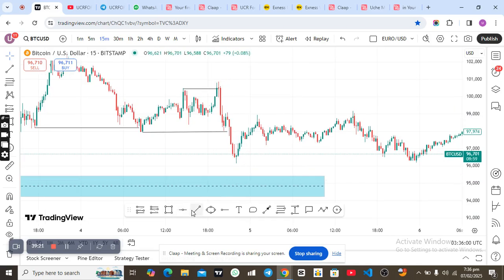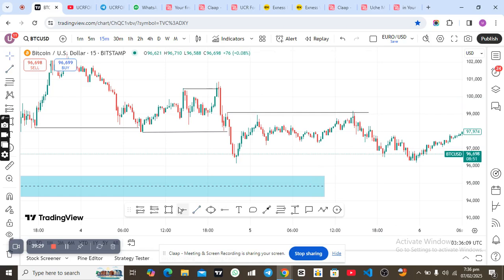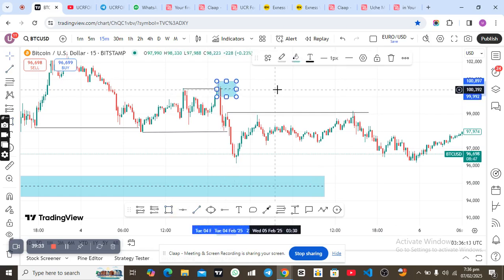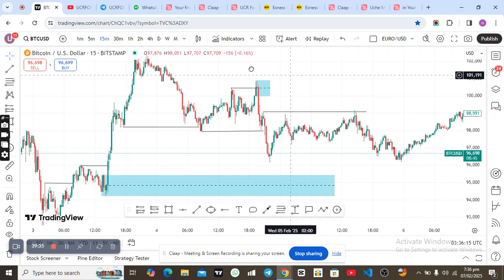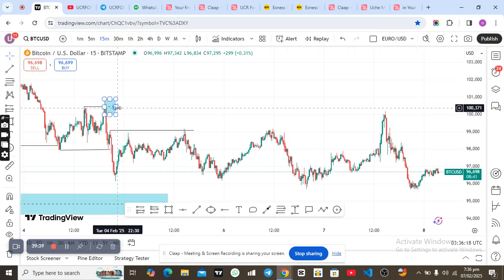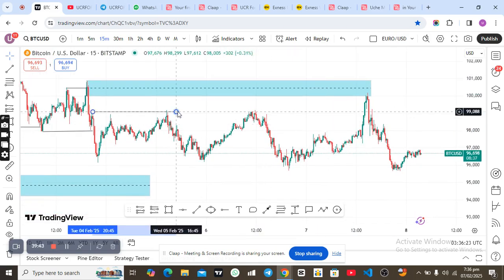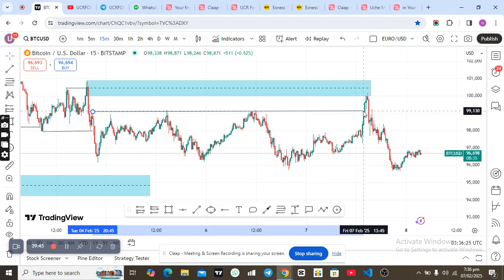The next thing I have to know is, is there any inducement? There's an inducement. This is an equal high inducement somewhere around there. So now where is the other block? This other block here. So we have to wait for it. We have to wait for it. When we waited for it, after everything, you saw how the market moved. These are all the inducements.